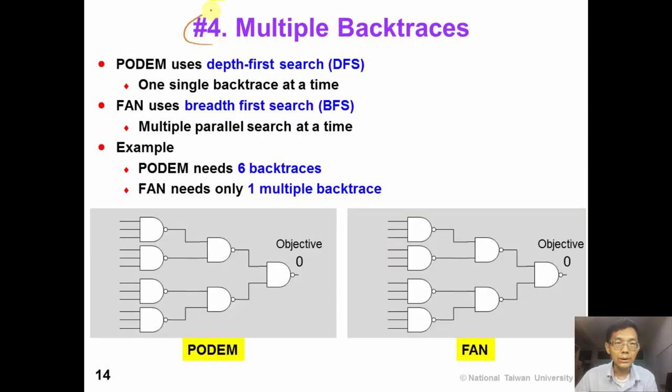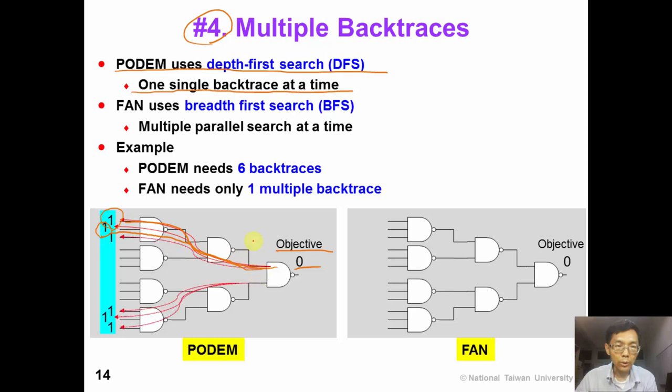Now, this is the last improvement, multiple backtrace. In the PODEM algorithm, we use the concept of depth-first search, DFS. That means we perform one single backtrace at a time. For example, in this circuit, suppose the objective value is 0. The PODEM algorithm would backtrace along this path and assign one primary input to 1. But this is not enough. So the PODEM algorithm needs another backtrace to a second input, and so on and so forth. So the PODEM algorithm needs 6 single backtraces to achieve this objective.